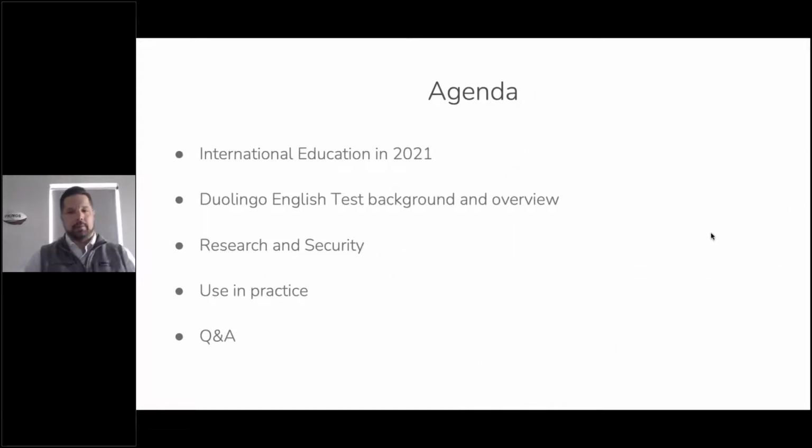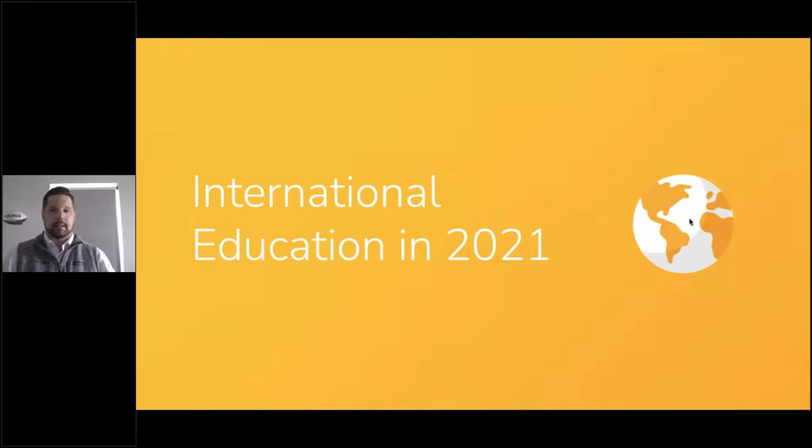And from here, the quick agenda: we're going to talk quickly about international education, where it is today in 2021, give a quick overview of the Duolingo English Test, dive into some research and security, and then have Jennifer come on to talk about use and practice, and then I'll also talk about implementation as well. And then we'll leave time for Q&A at the end, because I'm sure a lot of you, as we are fairly new to the graduate market, will have some questions. So let's go ahead and get started, because we have a lot to cover.